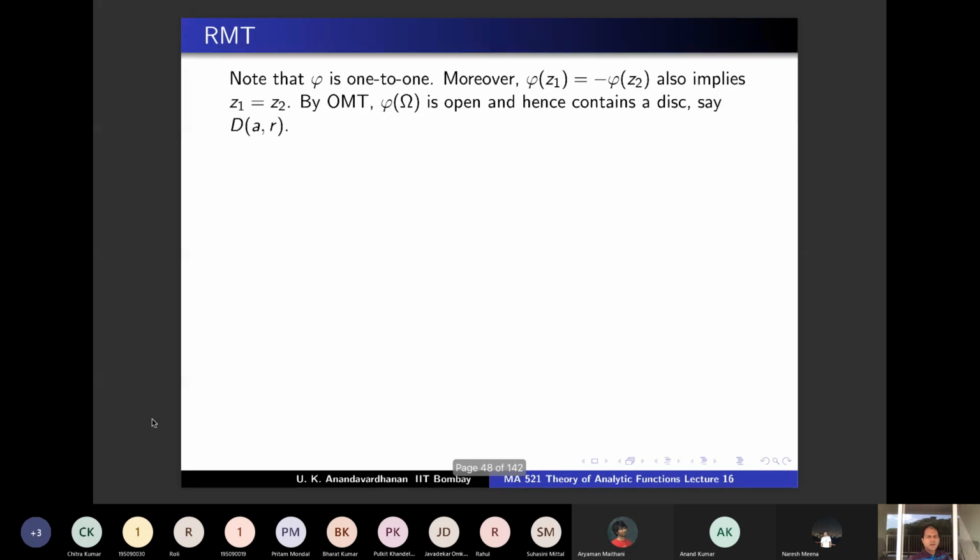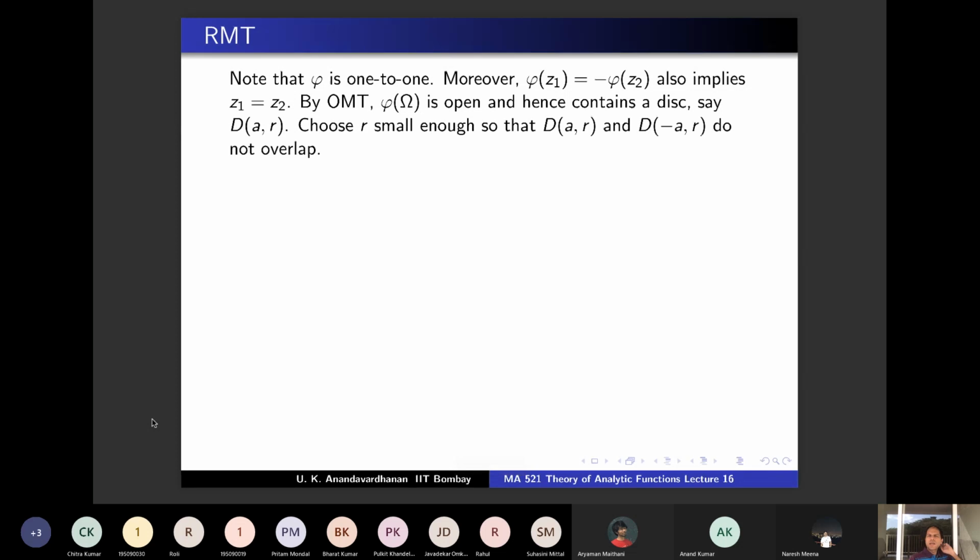Let's call it D(a, r), a disk centered at a with some small radius r. This is completely contained in phi of omega. And I'm going to choose r small enough. In fact, r less than mod a will do.